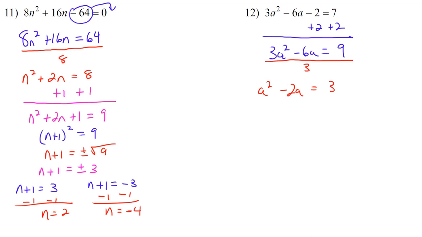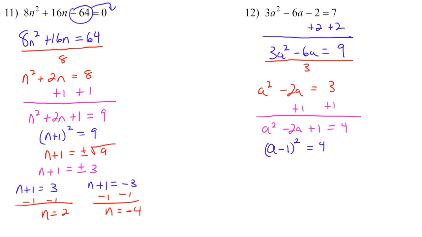What's half of negative 2? Negative 1. What is negative 1 squared? Positive 1. So we're going to add 1 to both sides. And we get here a squared minus 2a plus 1 equals 4. We get the special case factor of the left side, and this gives us (a minus 1) squared equals 4.